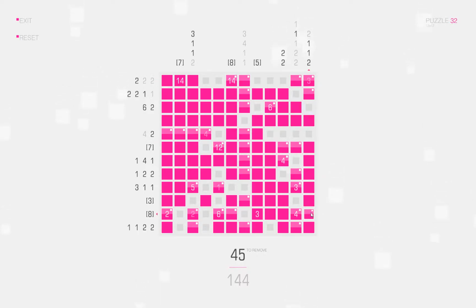And here we don't know if this is a part of... It is the last 2 here in this column, but we don't know if it goes up or down. It could go either. If it goes up, then we have to have a 1 somewhere. It could be there, or there, or there, or... yeah. We don't know yet.